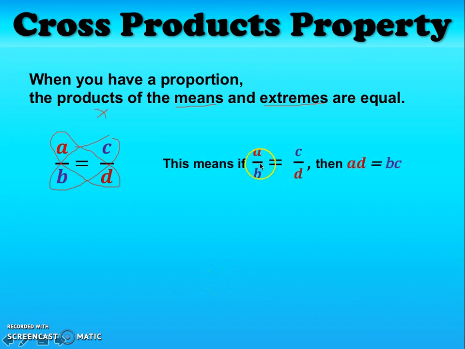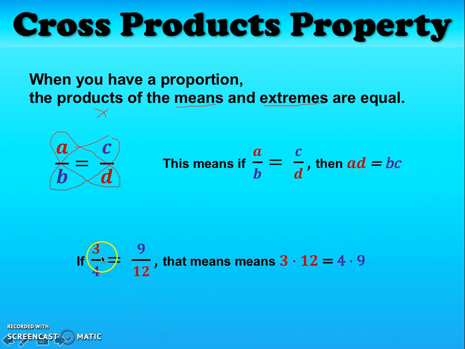So if I've got this proportion, A is to B as C is to D, then A times D equals B times C. Let's look at one. If 3 is to 4 as 9 is to 12, that means 3 times 12, that's my extremes, is going to equal 4 times 9, my means. Well, 3 times 12 equals 36, and 4 times 9 equals 36. All right, that's what the cross products property does.